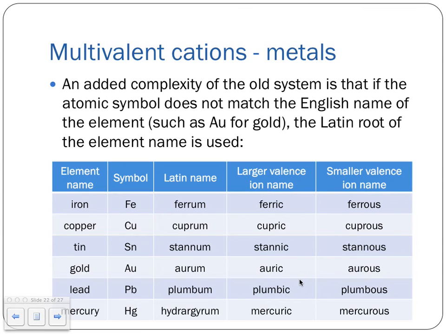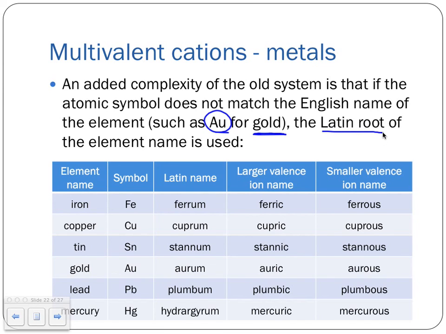One thing to watch out for with the old system, an added complexity, is when the atomic symbol does not match the English name of the element, like for example gold, whose symbol is Au. How does that make sense? You'd think it'd be GO or G or something, but the reason is that this is one of the ancient metals. It's been known for thousands of years, long before there was an English language, so these were originally named using other languages, specifically Latin, the language of the Roman Empire. Because the symbol doesn't match up with the English name, the old system name isn't going to match up with the English name either. And so we have to use the Latin root of the element name. There are only a few of these that work like this.